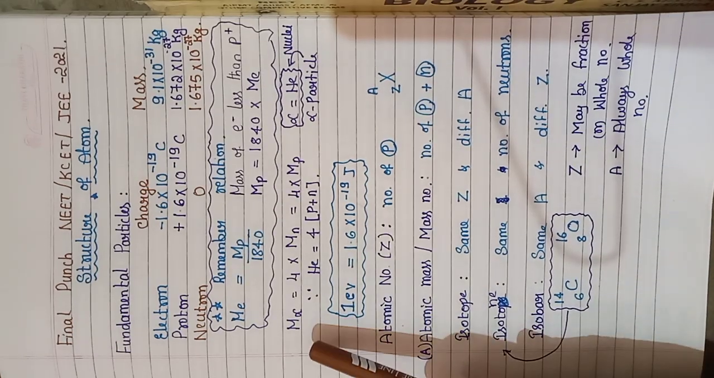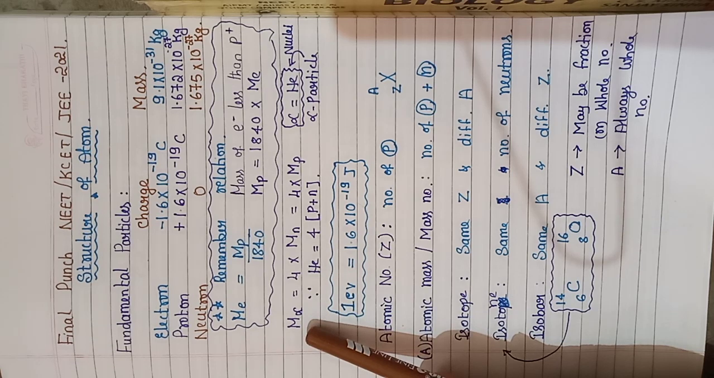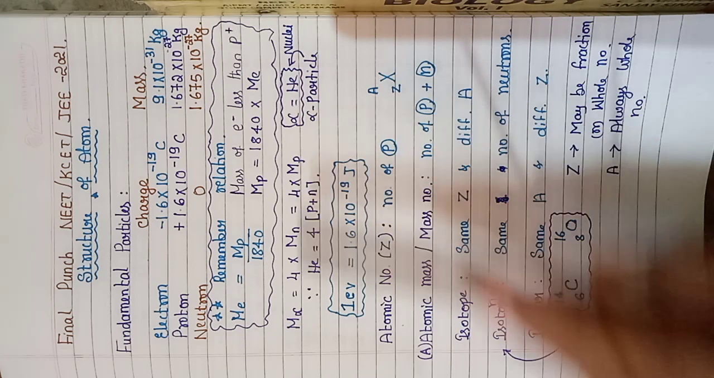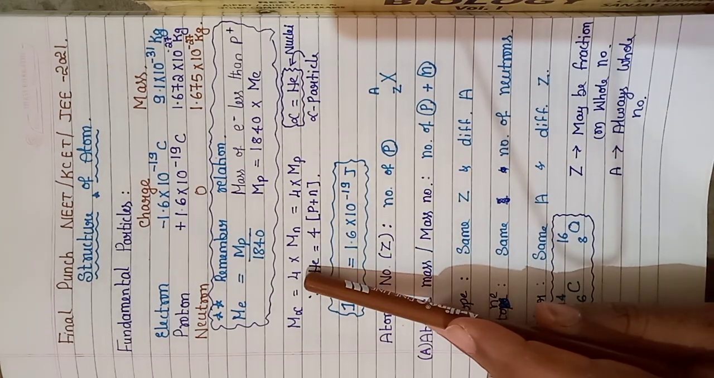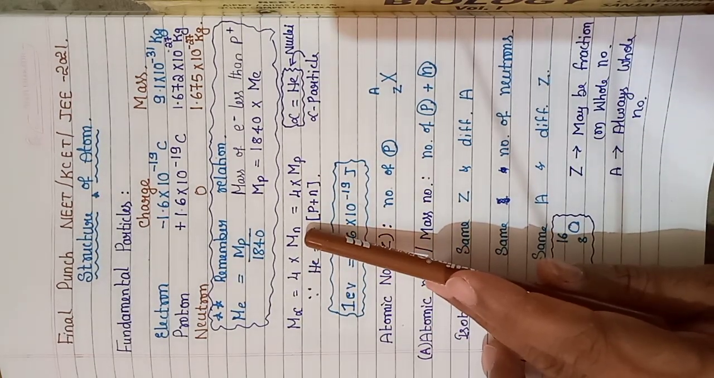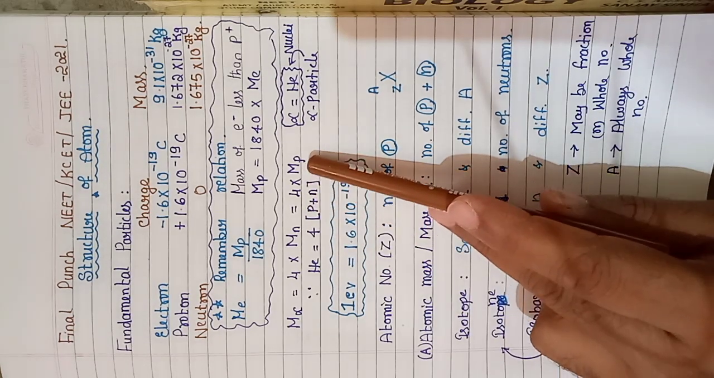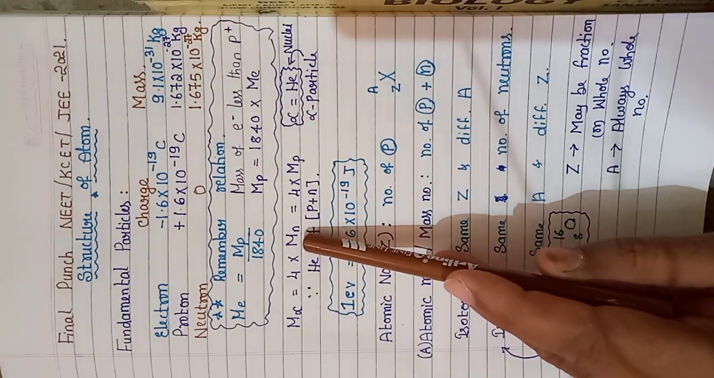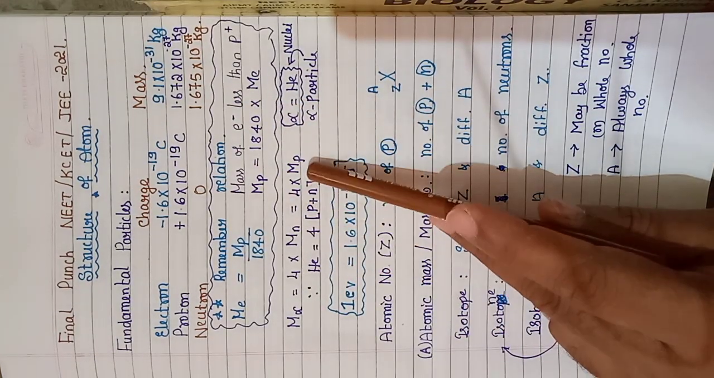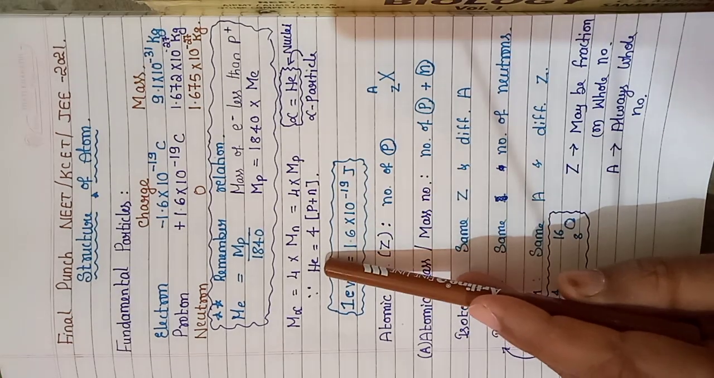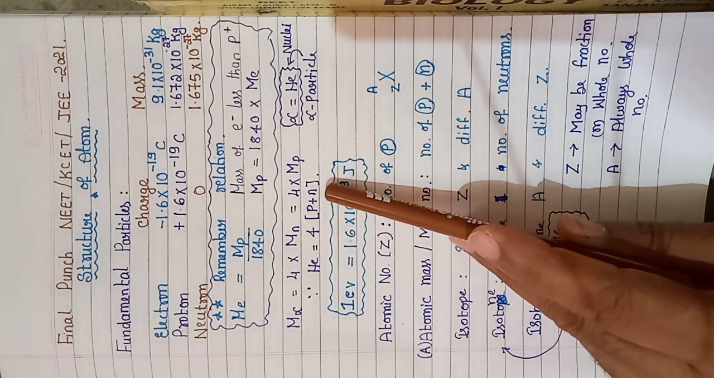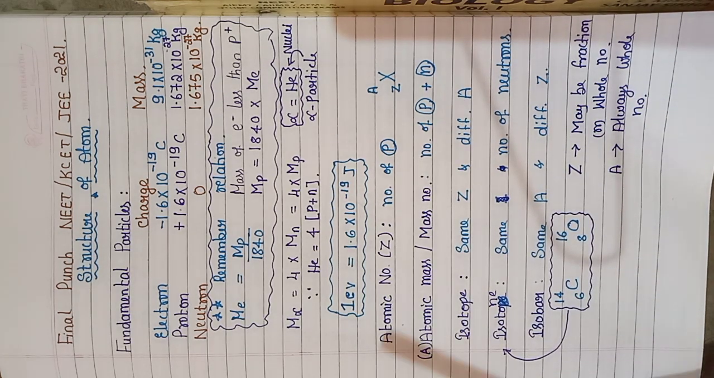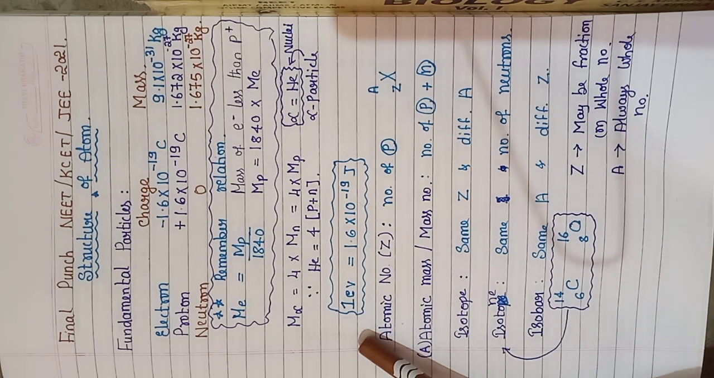And similarly, mass of alpha particle, and alpha particle means, remember, the helium nucleus. The mass of alpha particle is 4 into the mass of neutron, or 4 into the mass of proton, because proton mass and neutron mass are almost the same. So 4 multiplied by either the mass of neutron or the mass of proton we can take, because helium has 2 protons and 2 neutrons. And likewise, remember the value of 1 electron volt, that is 1.6 into 10 to the power of minus 19 joules.